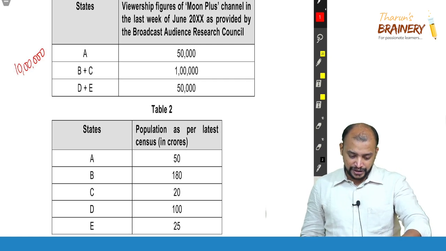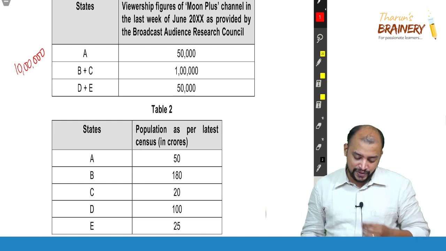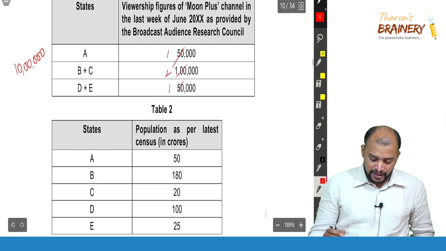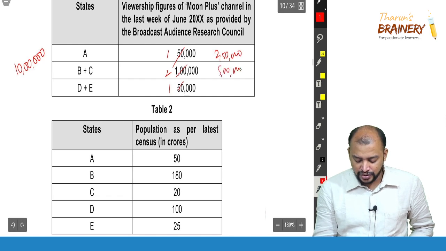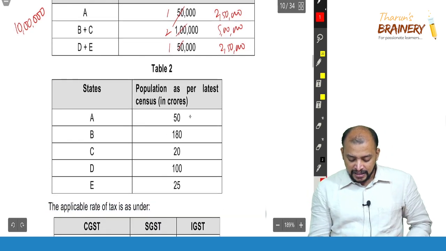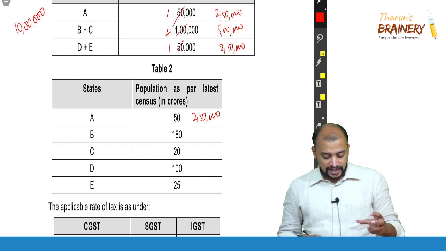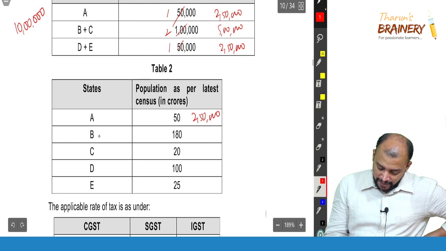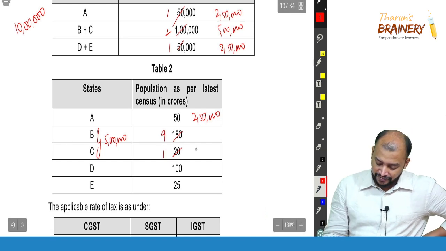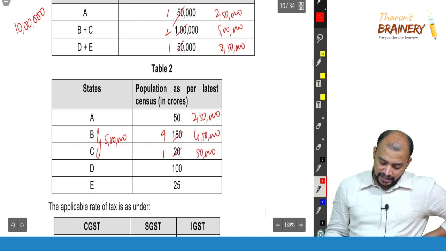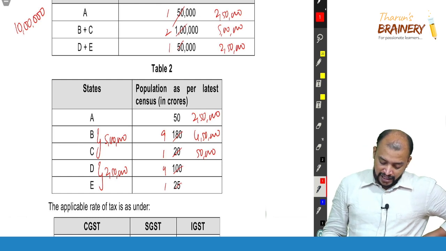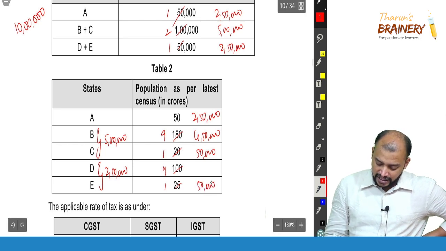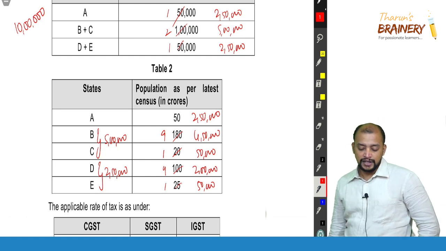So 10 lakhs into, what is the ratio? So the ratio is 1:2:1, correct? 1:2:1 ratio. So 10 lakhs divided by 4. So 2,50,000, 5 lakhs and 2,50,000. Then state A 2,50,000 you have taken now. Now B plus C 5 lakhs. So B plus C 5 lakhs will be divided in this ratio. So 9:1 ratio means 50,000 for C and 4,50,000 for B. Then D plus E together is 2,50,000. So ratio if you see 4:1. 4:1 ratio. So 2,50,000 divided by 5. So 50,000 and 2 lakhs. Clear or not? So this way we need to take.